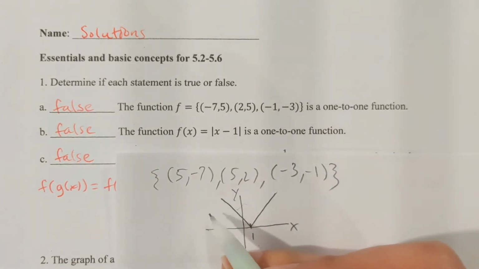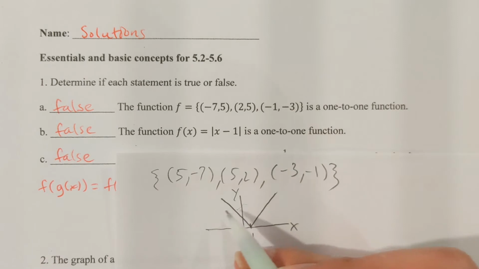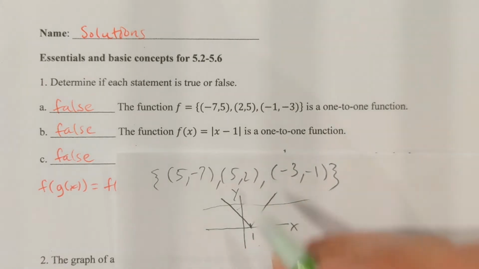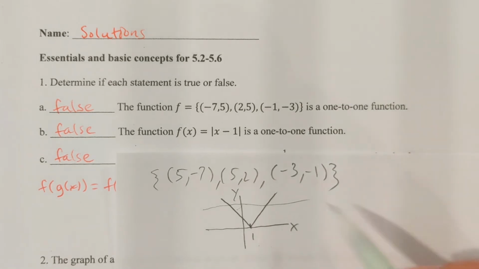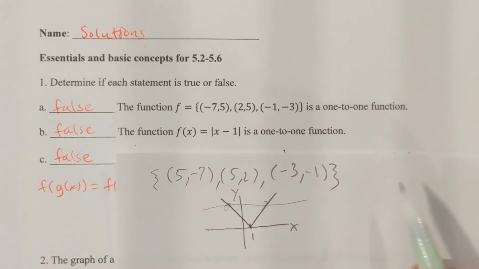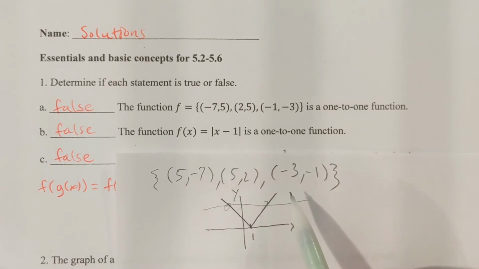So this function would fail the horizontal line test. If I swing a horizontal line down the graph, it's going to intersect in more than one point. So this function is not one-to-one. What that means to us is that this function has an inverse, but that inverse is going to be some curve that would fail the vertical line test.